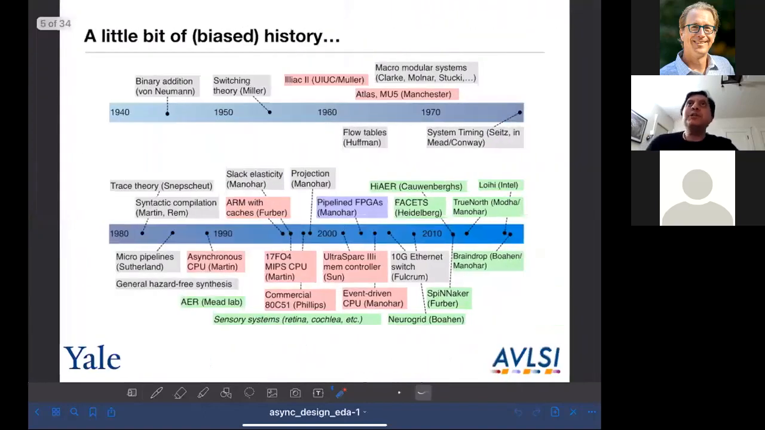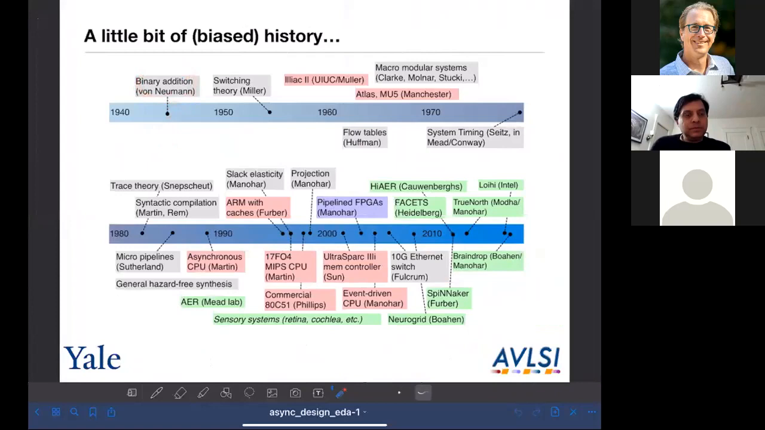I thought I would give you a little bit of a historical perspective on what happened. If you look at the early 1940s, there is the famous von Neumann architecture paper. In the blueprint for a von Neumann computer, they actually make a case for asynchronous design, especially for arithmetic. They showed that if you build an adder, you should build it asynchronously. You're going to do much better on average.